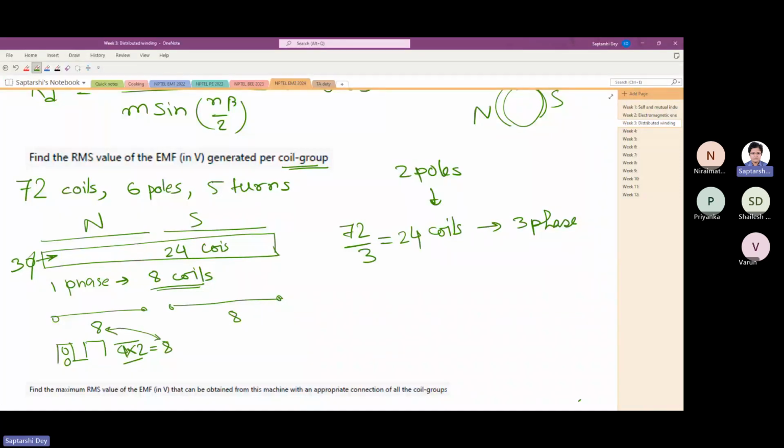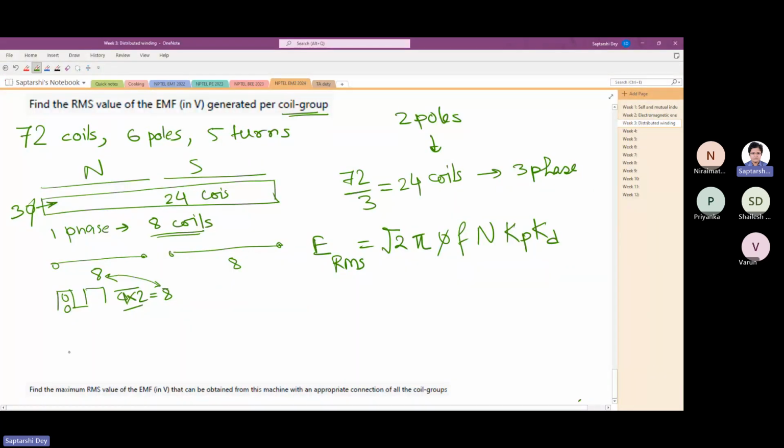Another thing is the EMF that they have calculated here. I don't know what they have assumed behind it. EMF RMS is root 2 pi into flux per pole into frequency, into this N, capital N that we are discussing, Kp into Kd. Everything else is known here. The only thing is N, what it should be. N is definitely the number of turns into coil sides. Should it be 8 or should it be 4? Should we calculate once?